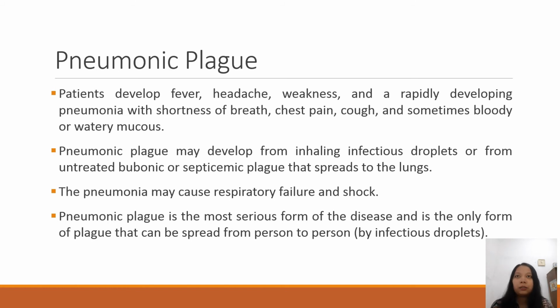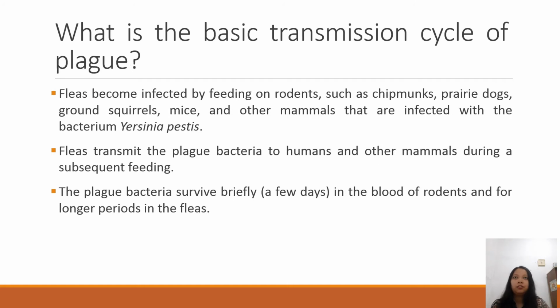In pneumonic plague, the patients develop fever, headache, weakness, and a rapidly developing pneumonia with shortness of breath, chest pain, cough, and sometimes bloody or watery mucus. Pneumonic plague may develop from inhaling infectious droplets or from untreated bubonic or septicemic plague that spreads to the lungs. The pneumonia may cause respiratory failure and shock. Pneumonic plague is the most serious form of this disease and is the only form of plague that can be transmitted from person to person through droplets.